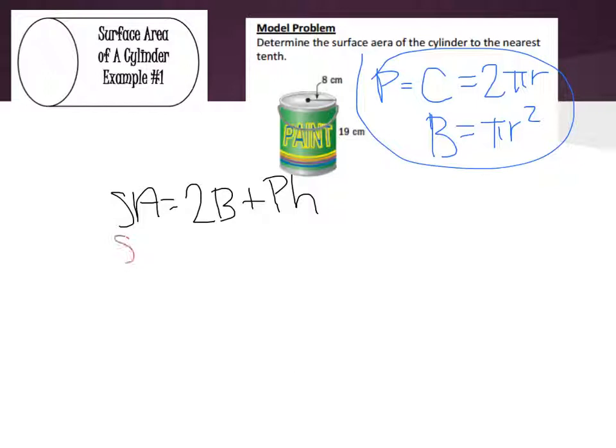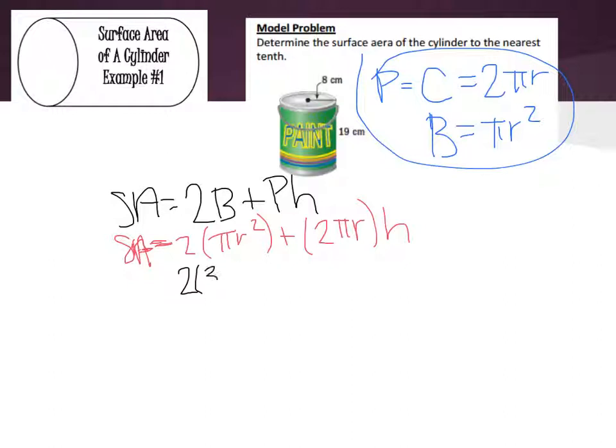So our surface area is equal to 2 times the area of the base. Well, the base is a circle, so in for big B, we're going to put in pi radius squared. The perimeter of a circle is the circumference, so in for our perimeter, we're going to put in 2 pi r times our height. So our specific formula for cylinders is 2 pi r squared plus 2 pi r h, and we're going to fill in what we know.